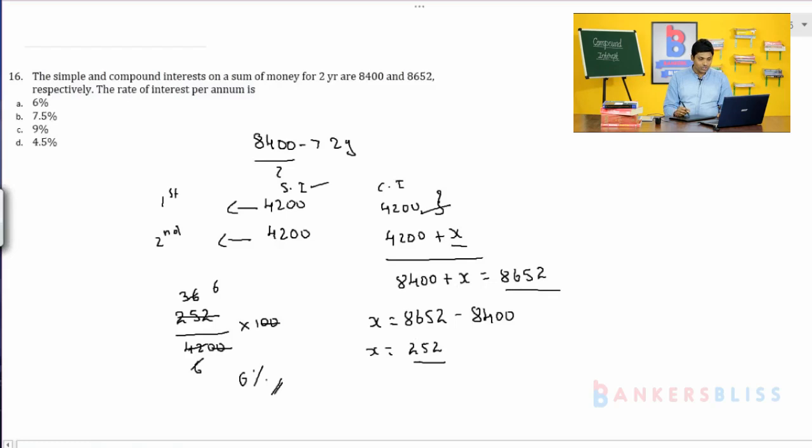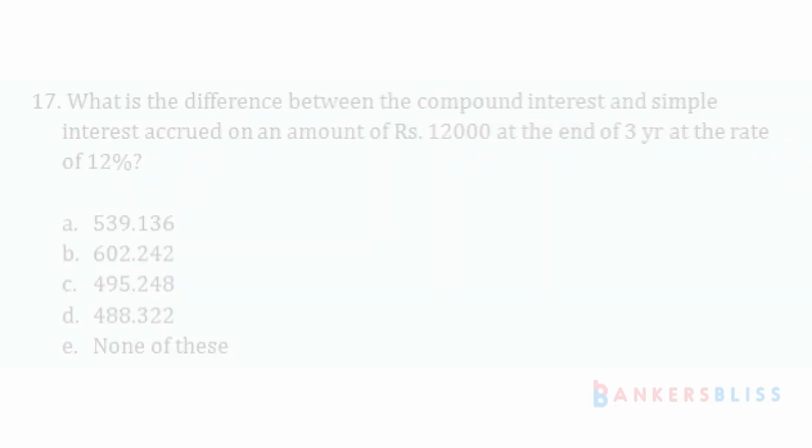So after simplification you got 252. So 252 forms how much percentage of this 4,200? It is going to become 6%. So option A is the right answer. Very simple to calculate. Fine, let's go to the next problem, problem number 17.